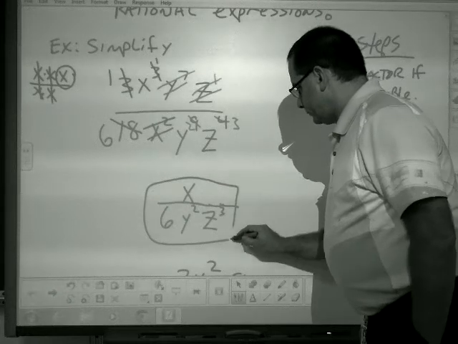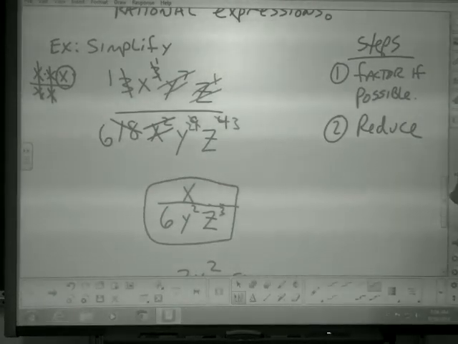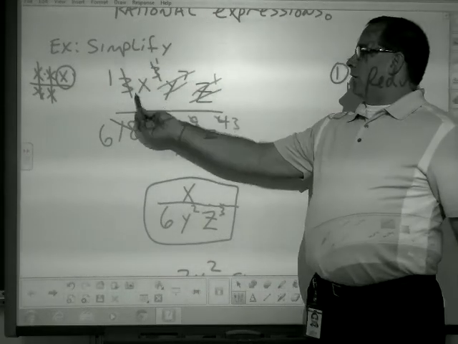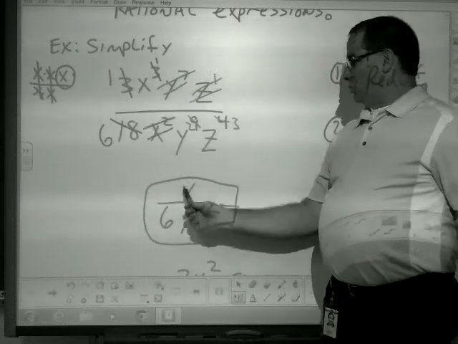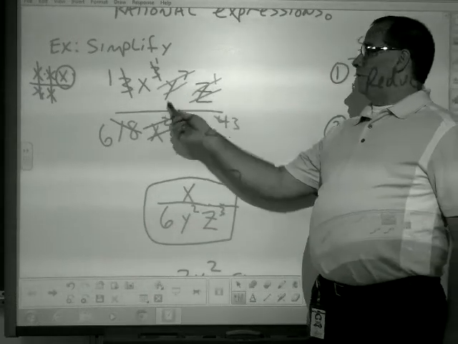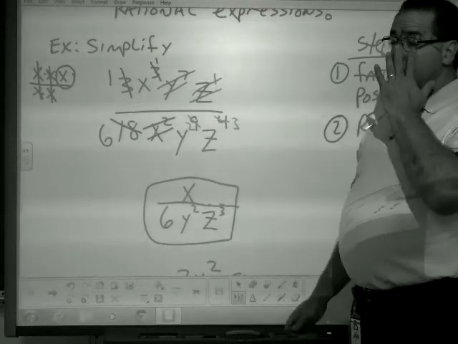Okay, I don't quite like how that came out right there. There we go. Okay. Factor if possible, then reduce. If this would have gotten crossed off fully, this 1 that I had left would still need to be on the top. If I cross off everything on the top, I still have a 1 there to hold place. Okay?